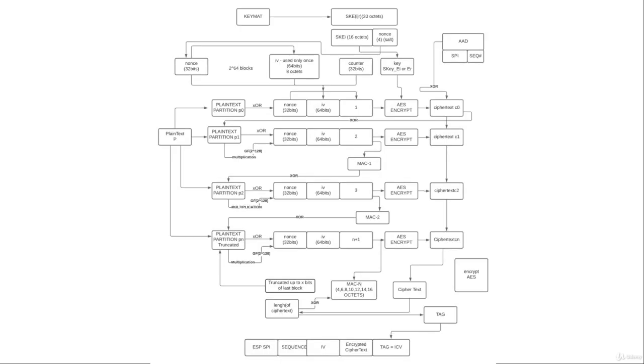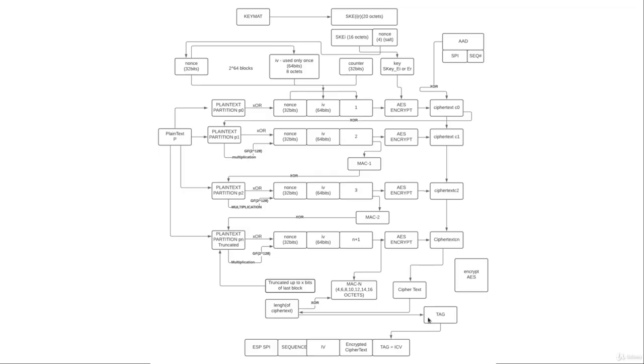The GCM authenticated encryption operation has four inputs: the secret key, an initialization vector (IV), a plaintext, and an input for additional authenticated data, AAD. It has two outputs, a ciphertext whose length is identical to the plaintext, and an authentication tag.